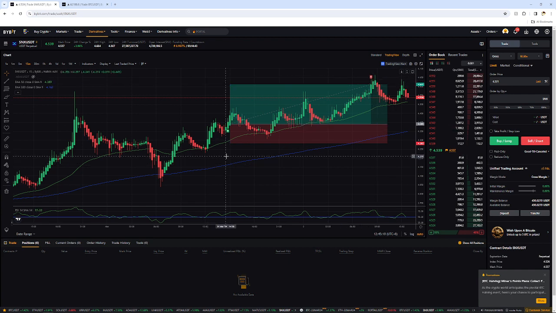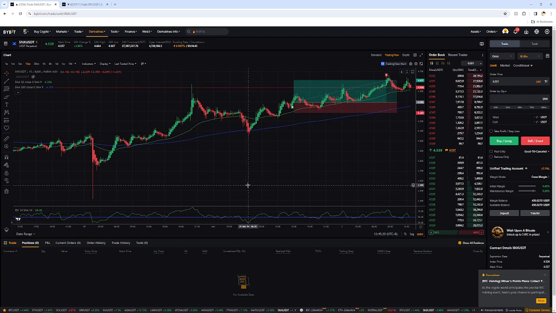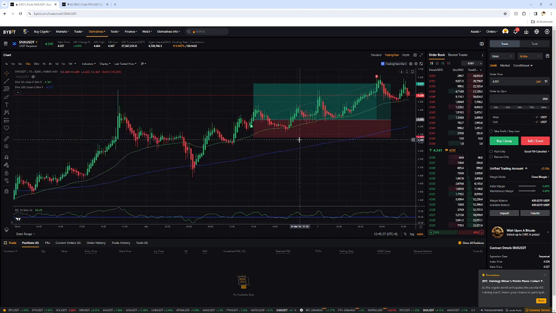which is good. So I am looking for, in this case, a long trade, and I'm looking for the 50, this green line, the 50 EMA to be above the 200. And I'm waiting for the price to retest this 50 EMA, bounce off it, and then I'm going to enter on the close of the very next no wick green candle.